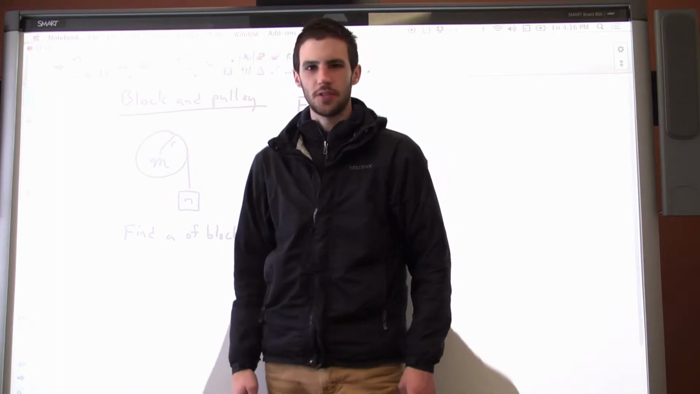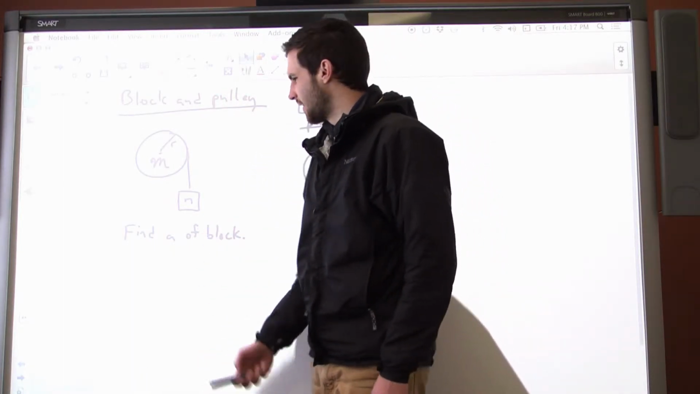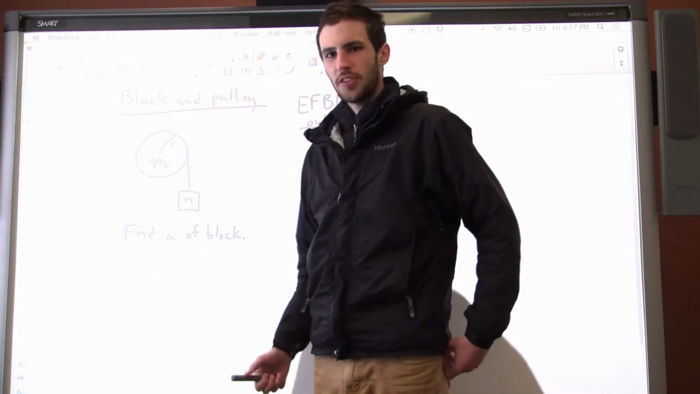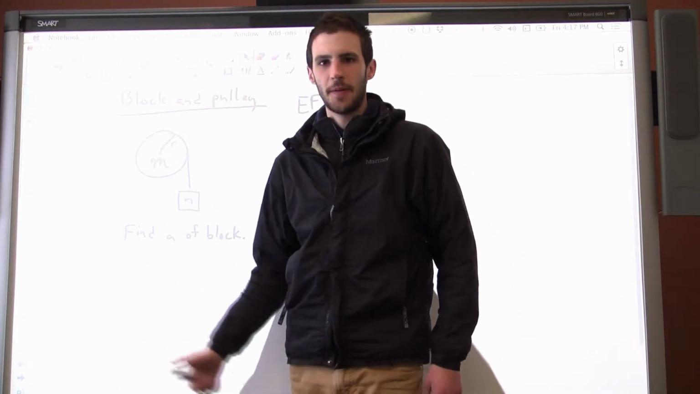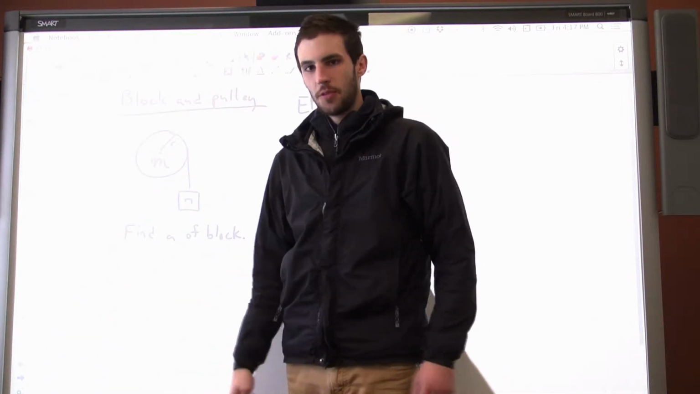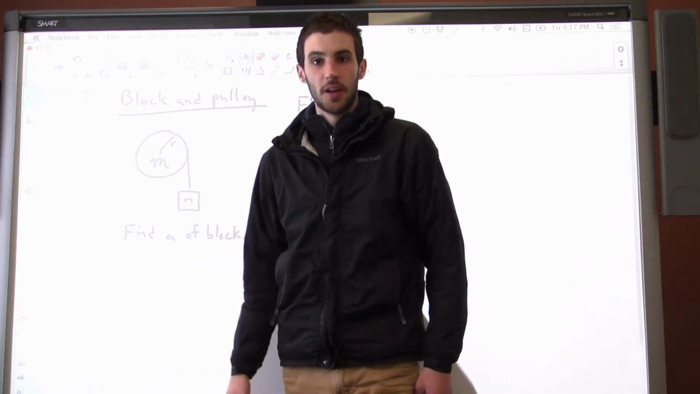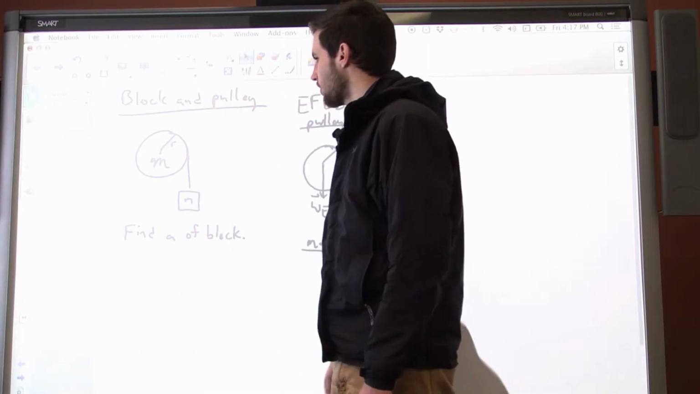This week we're going to be doing a really classic problem in Phys 1. And that is a pulley that's pinned into a wall and has a block hanging from it. And our job, given the mass, the radius of the pulley, and the mass of the block, is going to be to find the acceleration of the block. So here's what we're going to do.